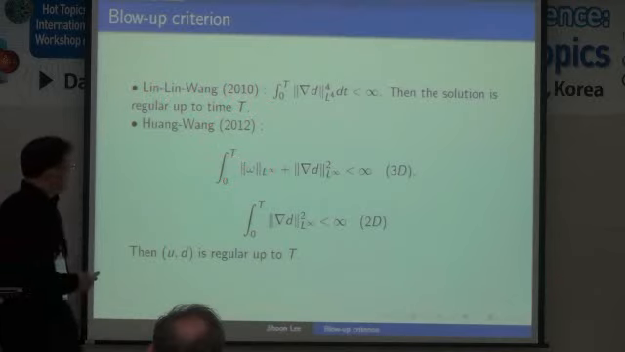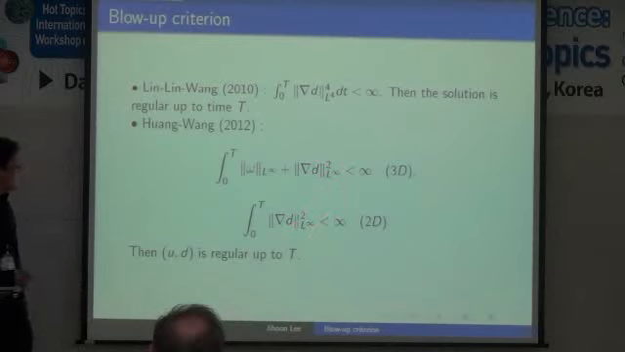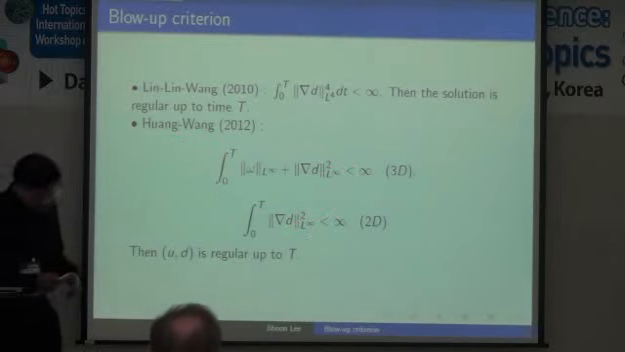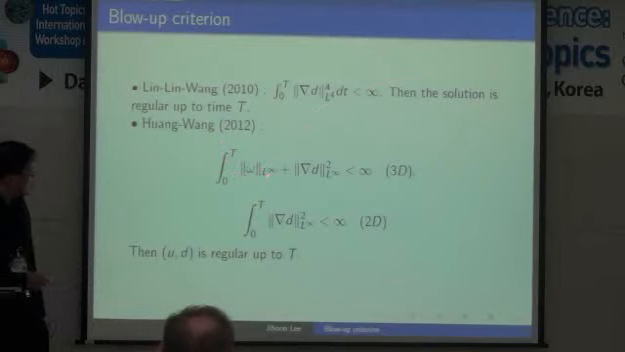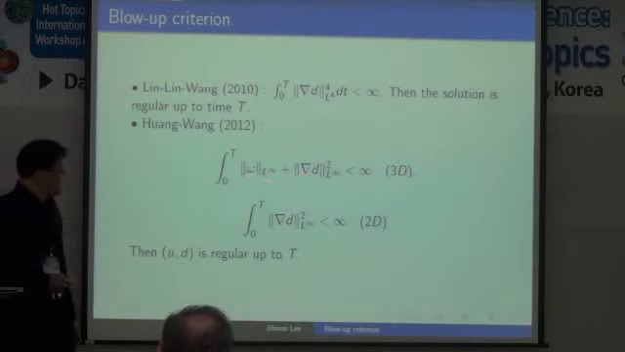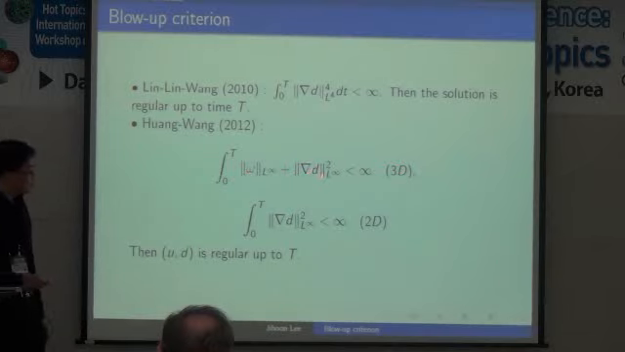And there are many other regularity criterion results and blow-up criterion results. One was done by Huang and Wang. If omega is the curl of u, the vorticity, then in 3 dimensions, this is a Beale-Kato-Majda type criterion: the L-infinity norm of omega and of the gradient of d in time. If this is finite, then the solution is regular up to T, and this is in 3 dimensions.